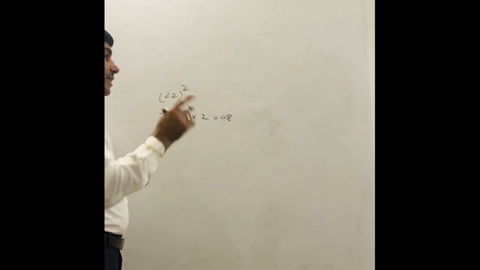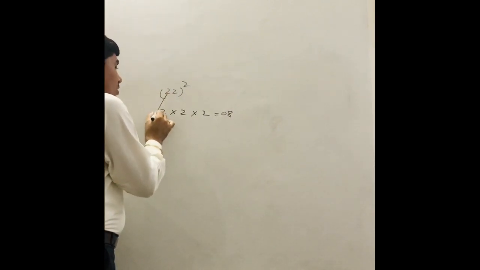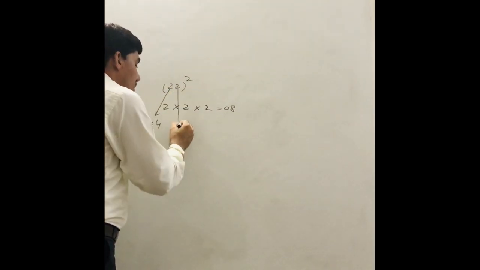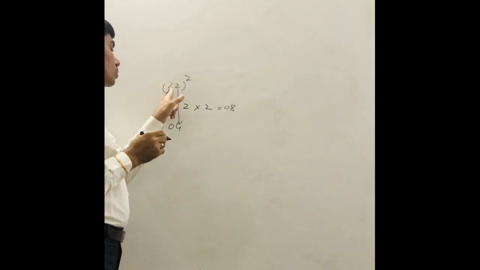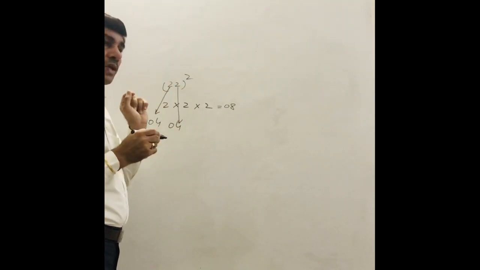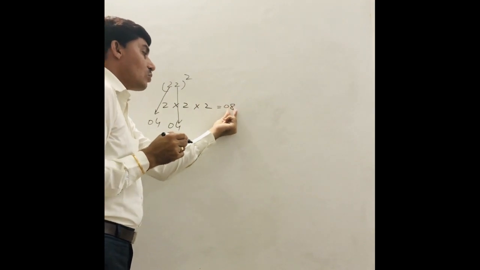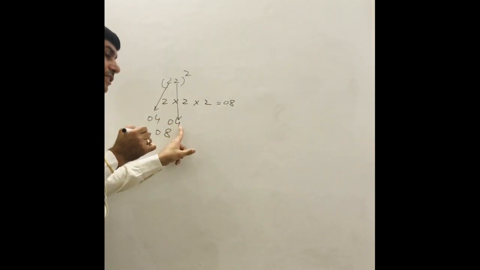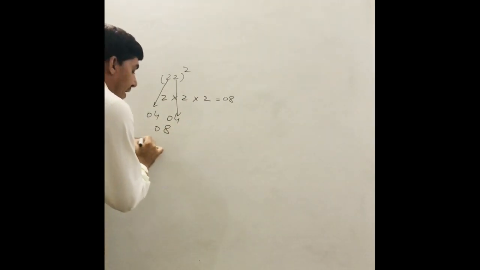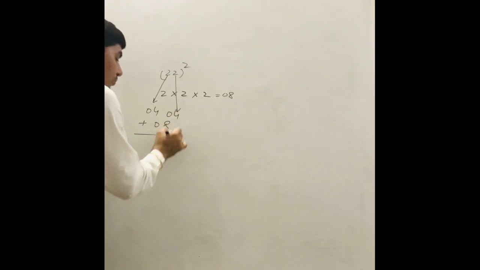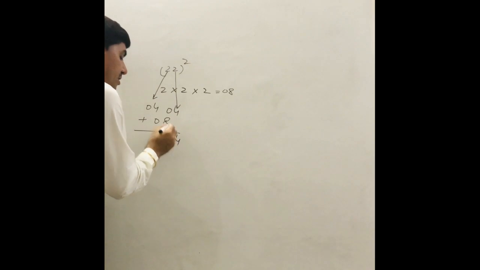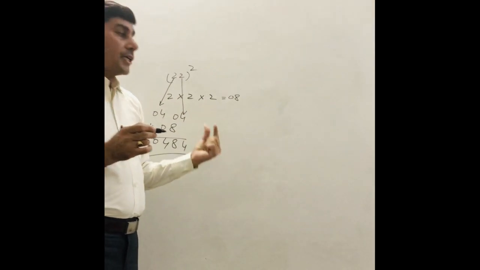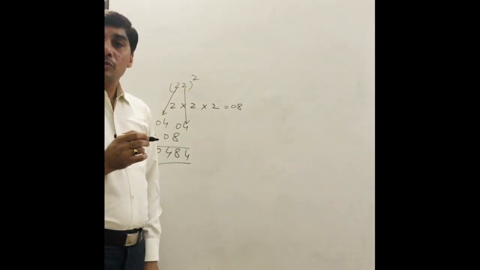Now, in the next step, we have to write the square of this 2 is 4. And the square of the second digit is also 4. 2 square is 4, 2 square is 4. Now, we have to add 0 and 8 in this number, leaving the first digit, and add these numbers, 4, 8, 4, 0. That means 484 is the square of 22.